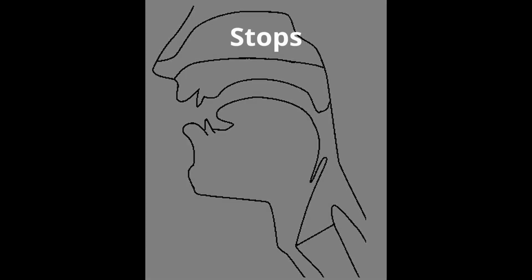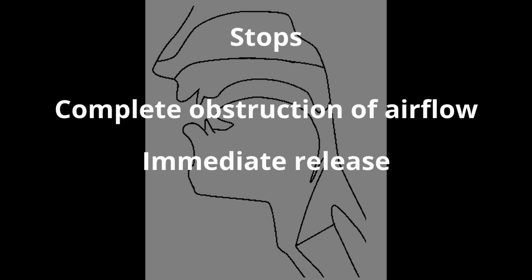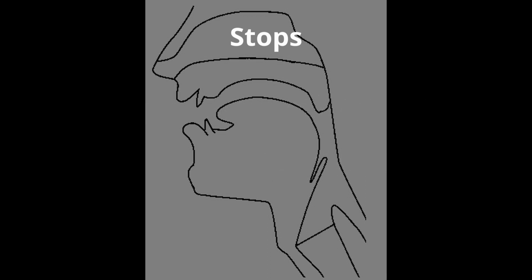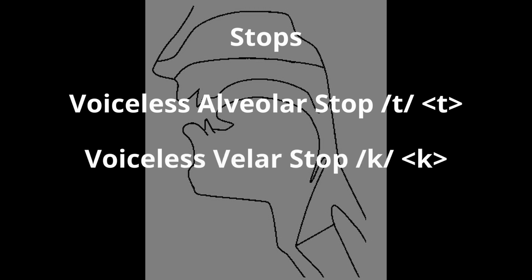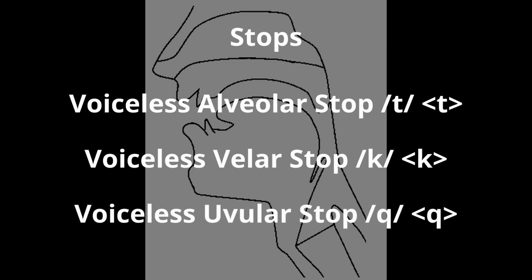Stops. A stop is characterized by a complete obstruction of airflow, followed by an immediate release. For Old Ur-Kittat, there appear to have been three stops: the voiceless alveolar stop, the voiceless velar stop, g, and the voiceless uvular stop, g.